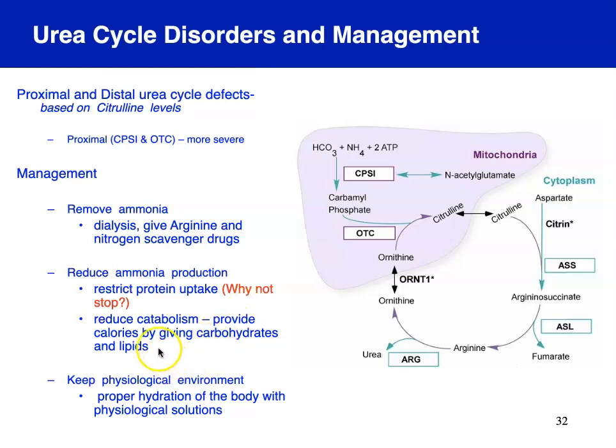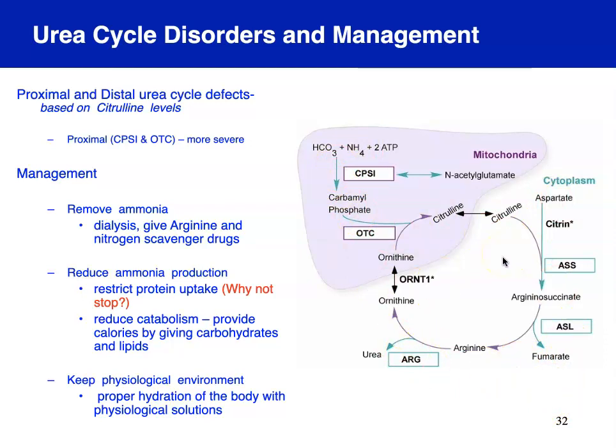We also try to focus the energy needs of the body on carbohydrates and lipids. How do we keep the physiological environment? Well, obviously proper hydration, so that we basically force the body to excrete more of the accumulated nitrogen compounds through the urine.